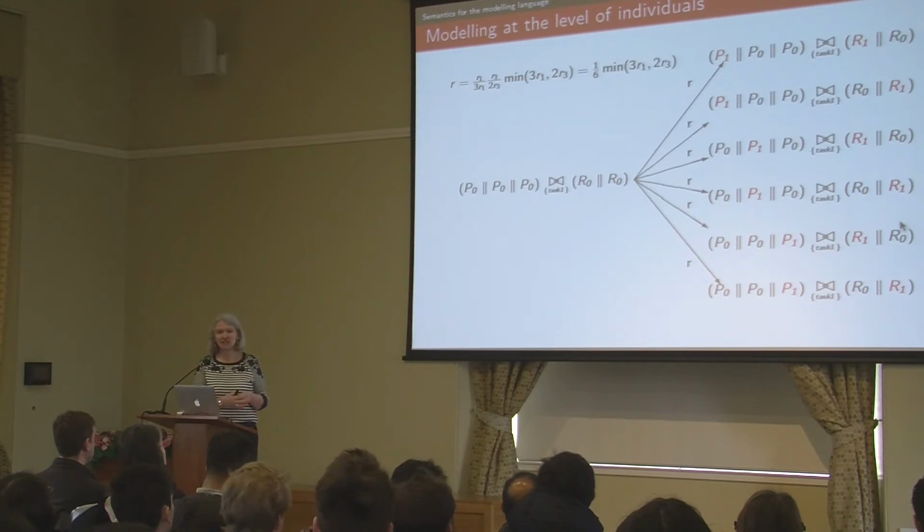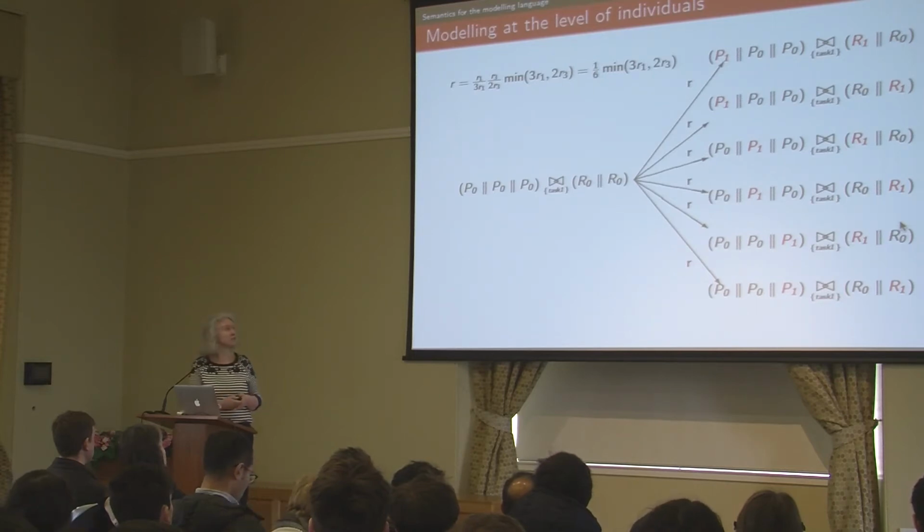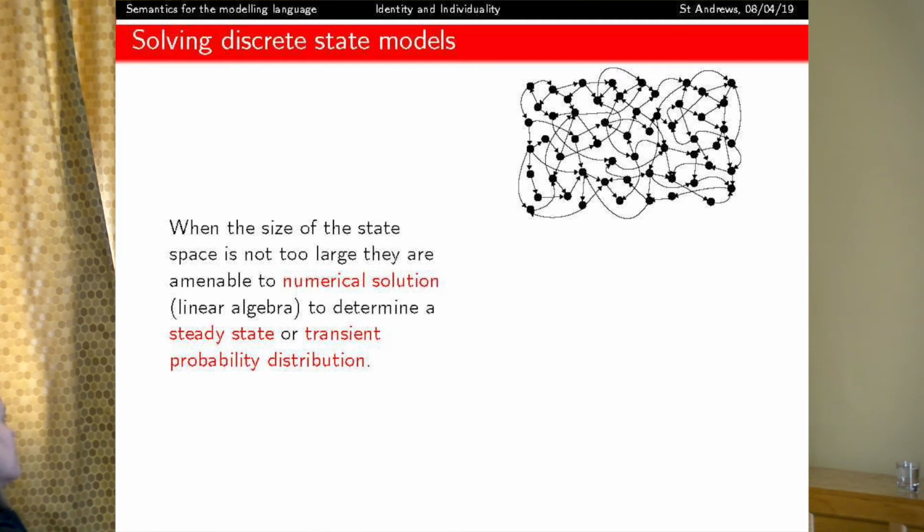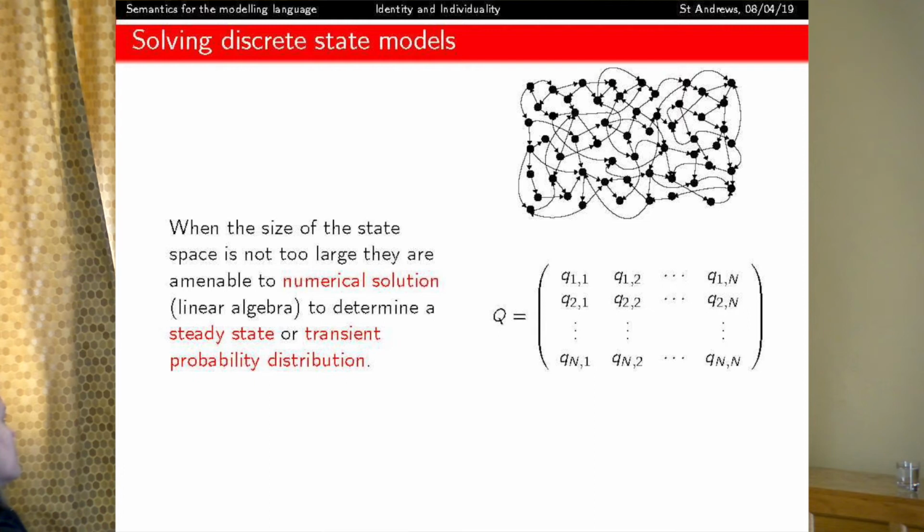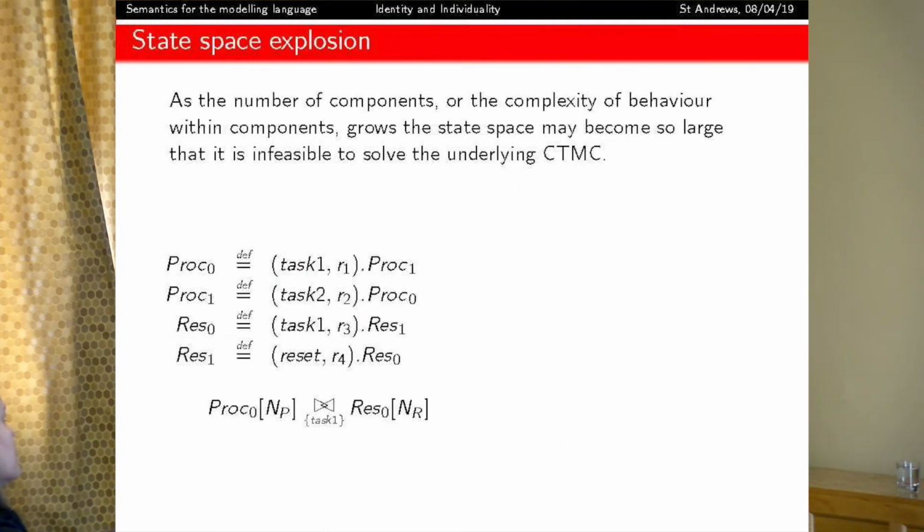But generally speaking, we don't actually care if it's this processor or that processor. We actually only care if it's 1 processor in use or 2 processors in use. So we often abstract from that. But assuming for the moment that we keep the full representation and the size of the state space is not too big, then we can do the numerical solution, as I already hinted. And this can give us the steady state or the transient probability. But the state space will grow very fast if we pay so much attention to individuals.